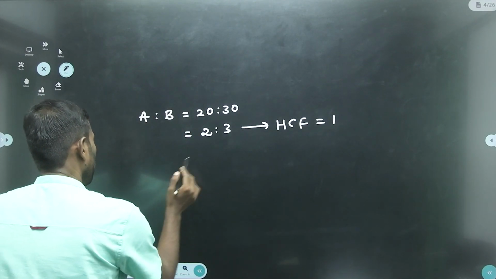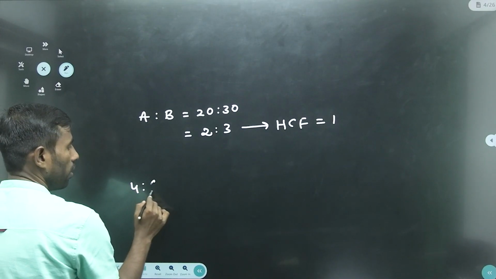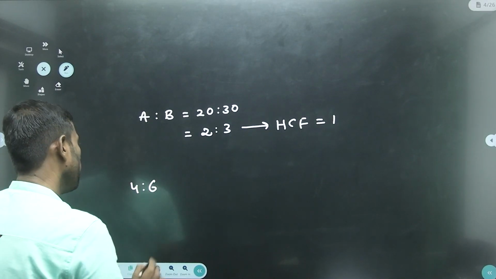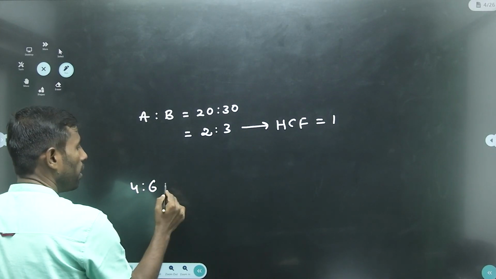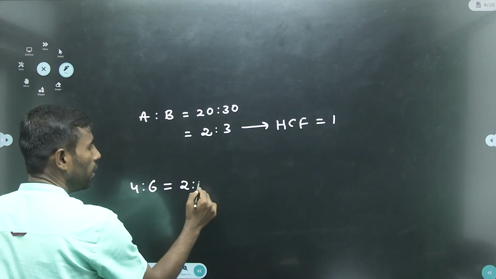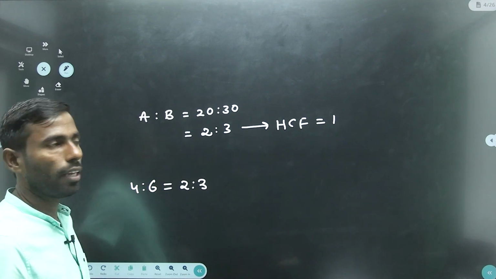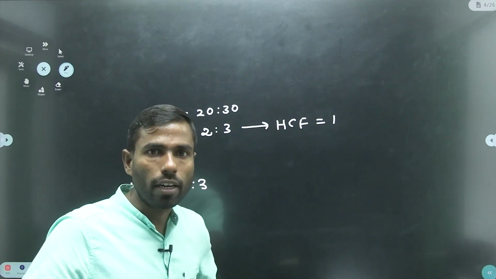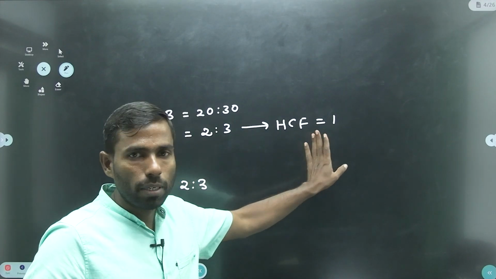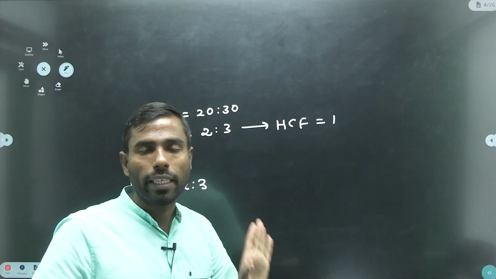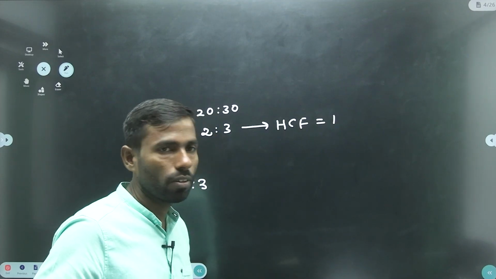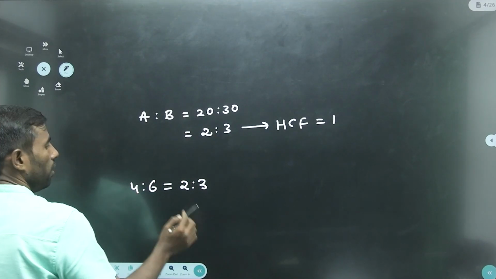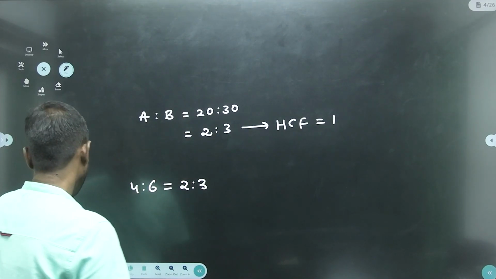Suppose 4 is to 6 is there. This is a ratio only, but it is not in simplified form. It further goes on to 2 is to 3, 2 twos are 4, 2 threes are 6. Sometimes they may ask the question, how can you say these two quantities are in simplified ratio? Find out the HCF of those numbers. It will be 1. Then only the ratio principle is satisfied. Okay.